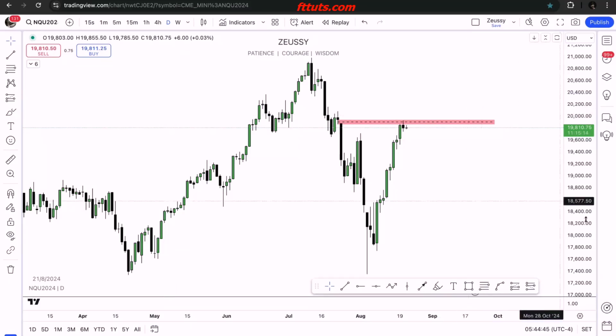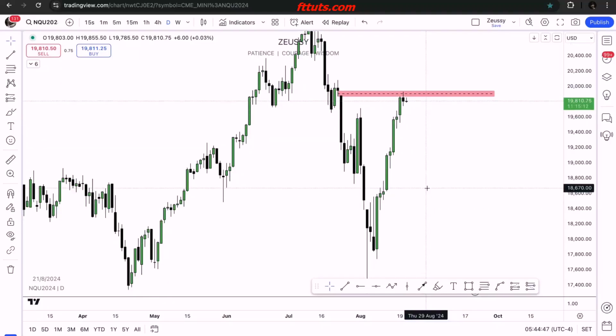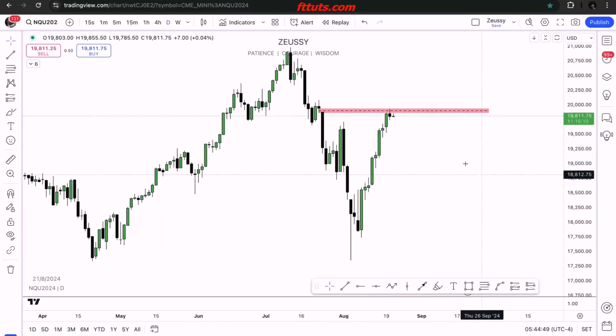Today, I'm going to take you with me into yesterday's delivery, Tuesday, the 20th of August. First of all, we need to take a look at the daily chart. What we can see is that Nasdaq has traded into this daily volume imbalance price range.